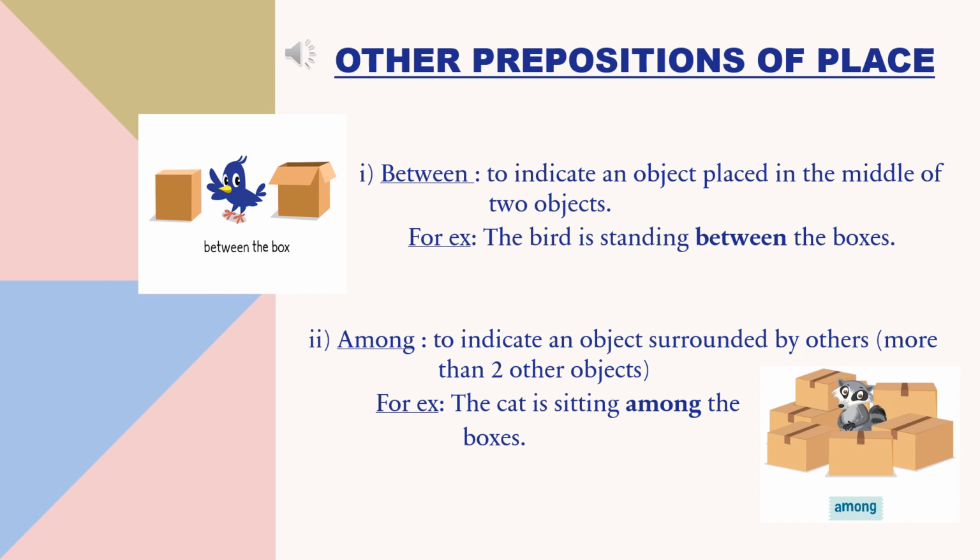But when we talk about among, there are a lot of objects. It is used to indicate an object is surrounded by many more objects. For example, the cat is sitting among the boxes. You can see there are multiple boxes, not just two boxes, but multiple boxes, and they are spread in all directions. So in such a case, we use the preposition among.